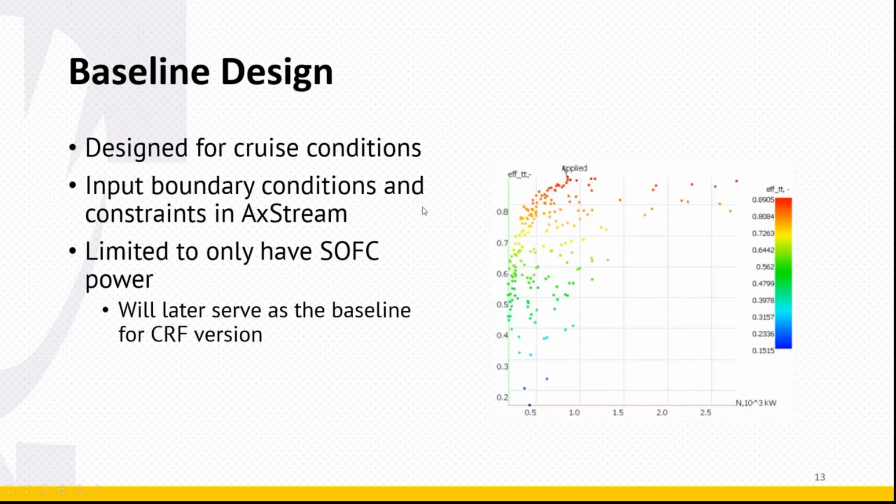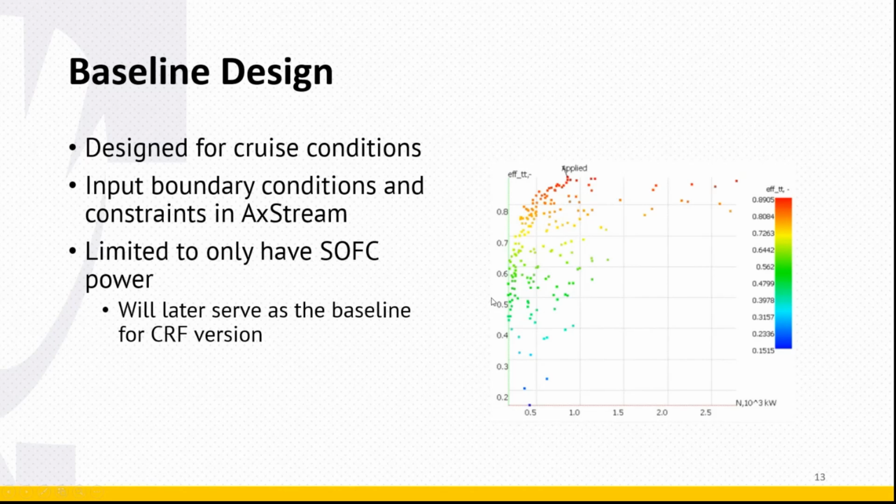So I've designed the baseline fan for the cruise conditions using the previously shown table from our steady state model. I was able to put the set of boundary conditions and constraints into AxSTREAM and generate this preliminary design space seen over here on the right. And each one of these points represents a potential design that could meet the boundary conditions and constraints that I've provided. For this baseline design, I've limited it to only have the amount of power available from the SOFCs.